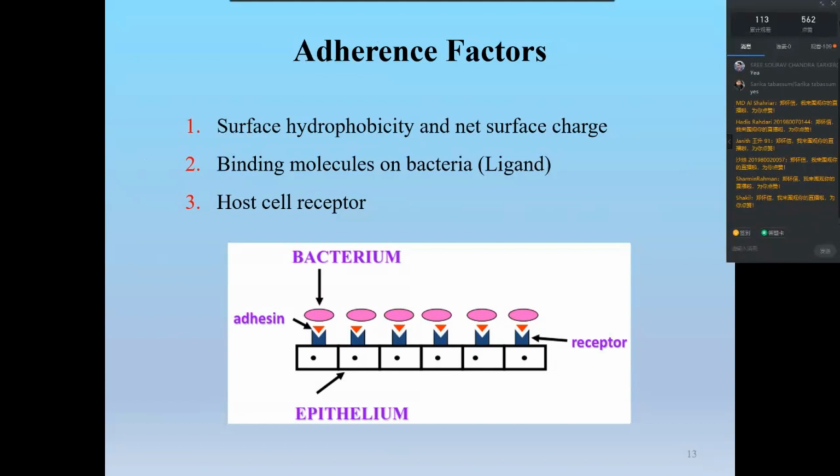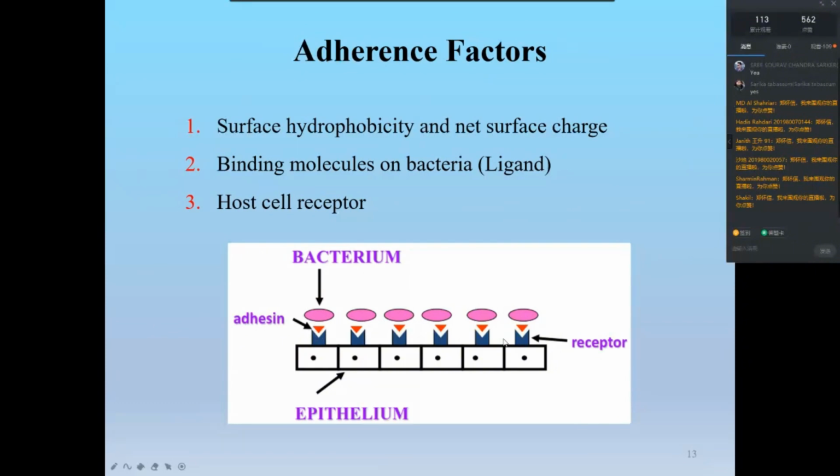Another type is through the binding of receptor and ligand. On our host cell, we have some receptors. Usually they are protein molecules or maybe other molecules. And on the bacterium side, on their surface, they can express some molecules. And this molecule we call ligand, or sometimes we can call them adhesin.